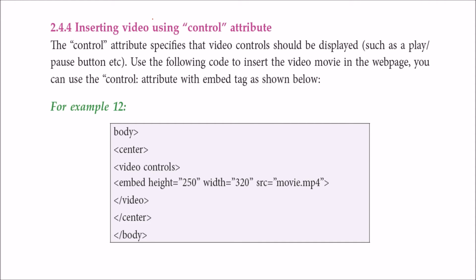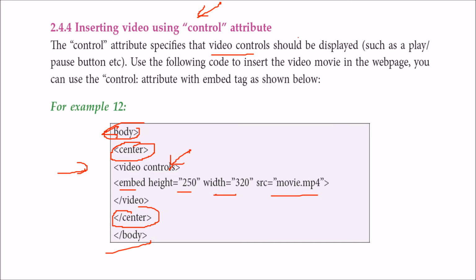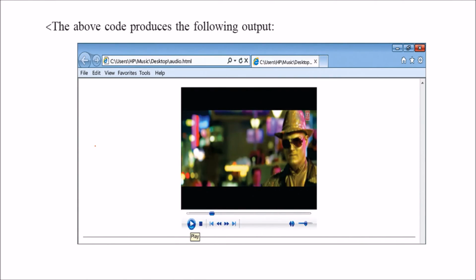If you want to insert video using the controls attribute, this is an attribute which will tell the video controls to be displayed, like the play and pause buttons. So you can use this code to insert the video movie in the web page, and you can use this controls attribute with the embed tag. As you see here, this is body. You need to center it, not necessary, you can place it anywhere, but we are talking about the video controls. In this video control we are embedding, height is this, width is this, source is this. So now as you can see here, this is the result.